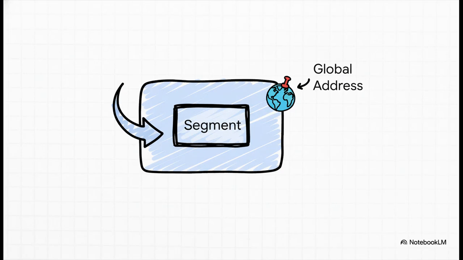Okay, so the choice is made. Our little segment now drops down another level to the network layer. Here, it gets wrapped up in something called an IP packet. And this is where the all-important destination IP address gets added. This is the full global mailing address that tells the entire internet exactly where this one packet needs to go.